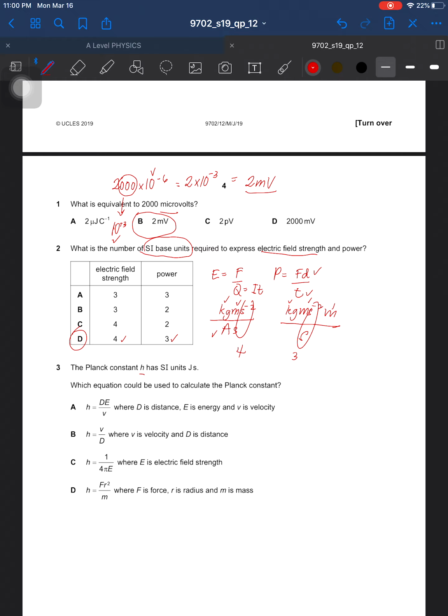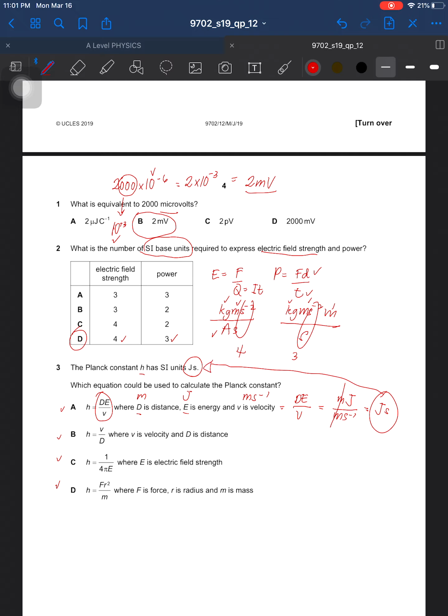Planck's constant h has SI unit J s. You want to know which of the following can calculate Planck's constant, so let's try each one. D is for distance, so that's m. E is for energy, that's J. And velocity is m s^-1. Following dE over v, that would be m J all over m s^-1. Simplifying that, you cancel m and you are left with J s, and that's already the unit for Planck's constant.